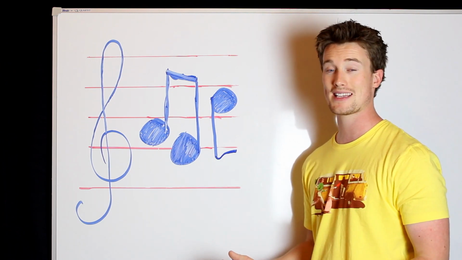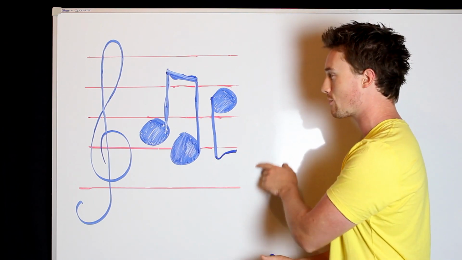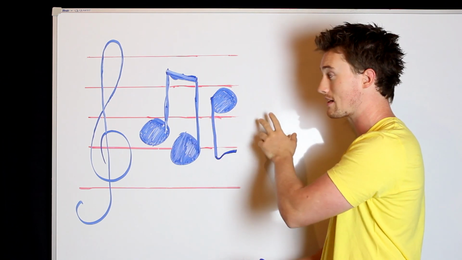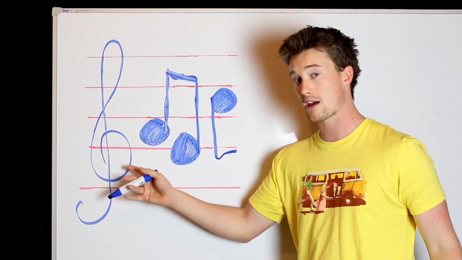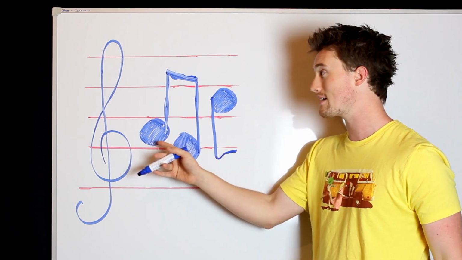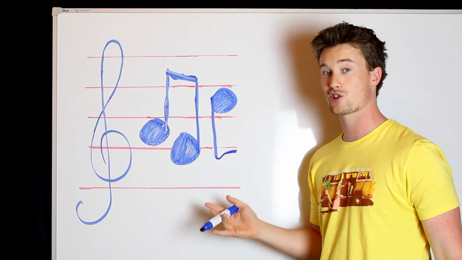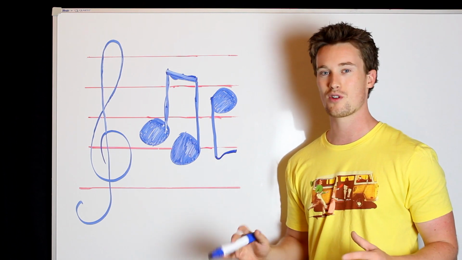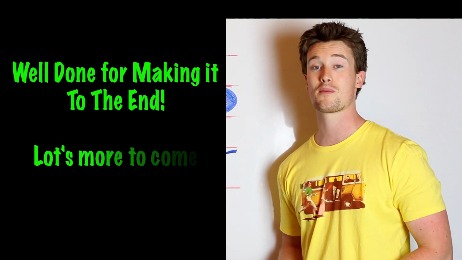Just a quick recap today, what we've looked at is we've looked at the 5 lines that you can find in Western music, we've looked at the 4 spaces, we've looked at the treble clef, we've looked at what notes are going to be where, and we've looked at the note heads, the stems, the stem direction, and the flags. So we've covered so much today. Let's not go into too much more until the next video. But well done for making it to the end.